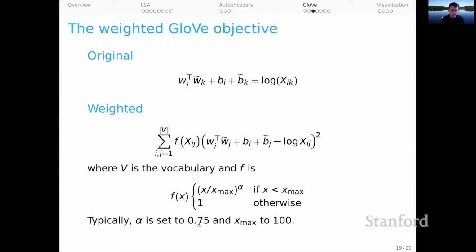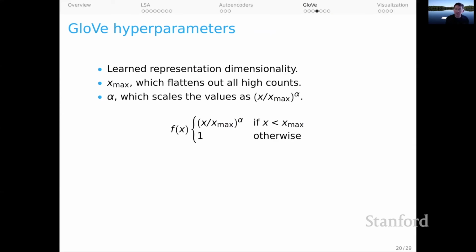And typically alpha is set to 0.75 and x max to 100, but I encourage you to be critical in thinking about both those choices and how they relate to your data. I'll return to that in a second. So GloVe really has these three hyperparameters: the dimensionality of the learned representations, x max, which is going to have this flattening effect, and alpha, which is going to scale the values, right?